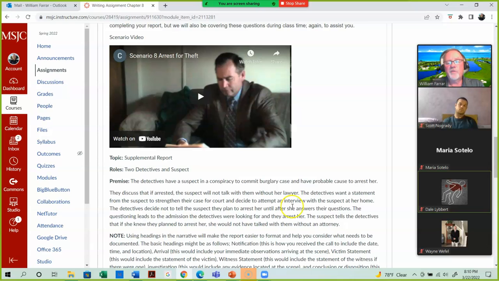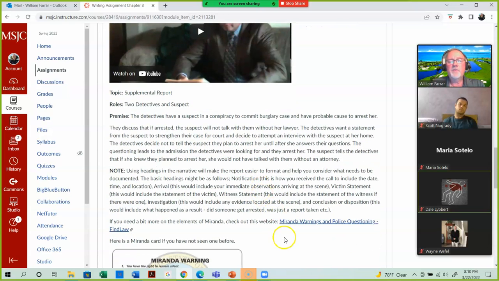Okay. So this is going to be the last one of these, but this one is interesting in the aspect of Miranda. Because here, these two detectives have a suspect in a conspiracy to commit burglary, and they do have probable cause to arrest her. But they also discuss that if arrested, the suspect more than likely would not talk to them without an attorney. And the detectives want a statement from this person to strengthen their case, right?